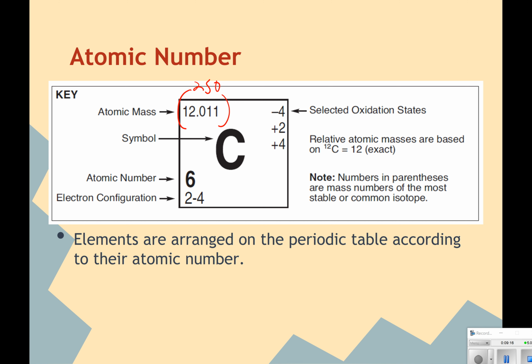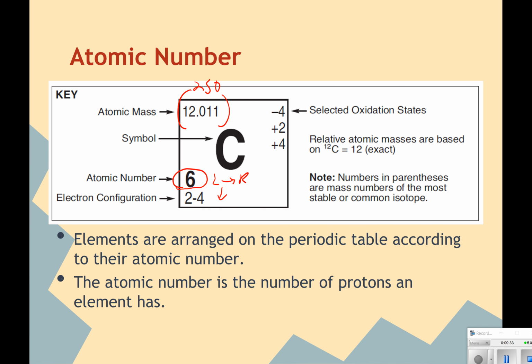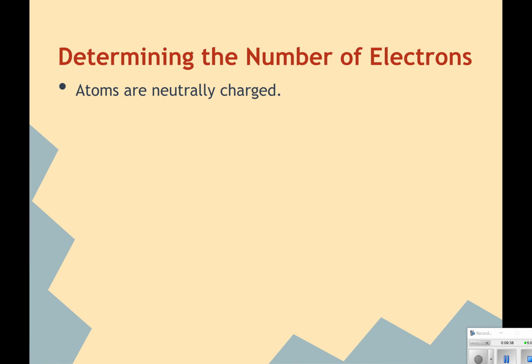All of the elements on the periodic table are arranged by this atomic number, and we read that kind of left to right and up and down. Upper left would be atomic number 1, and they increase as we go down and to the right. Again, the atomic number is the number of protons that an element has.